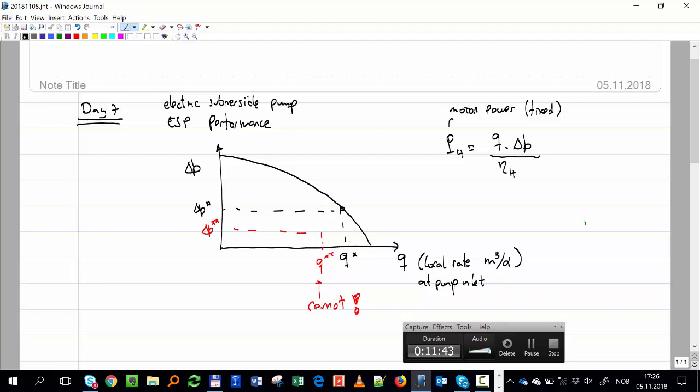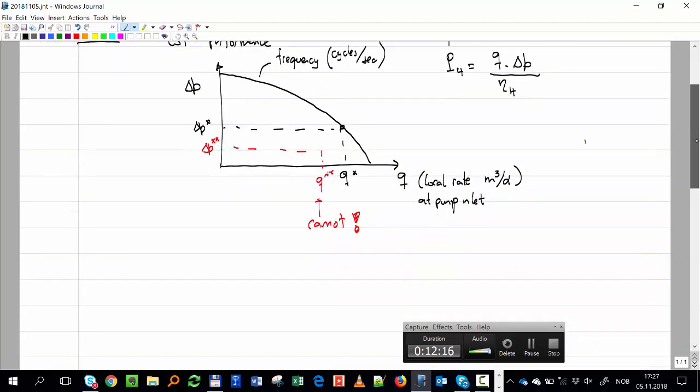However, that line is made for what we call the RPMs of the pump, how fast it's rotating. But we don't use RPMs because it's going very fast. So we use frequency, which is the number of cycles per second.